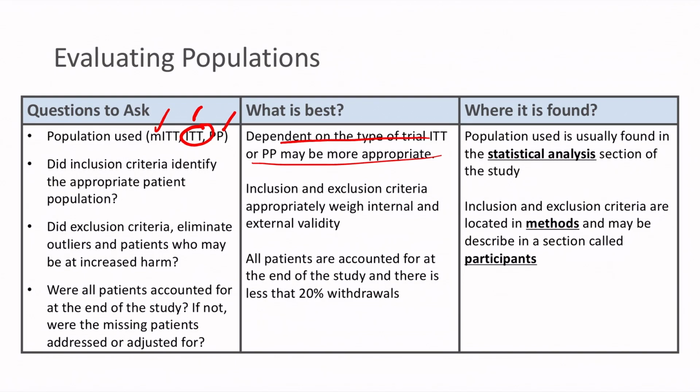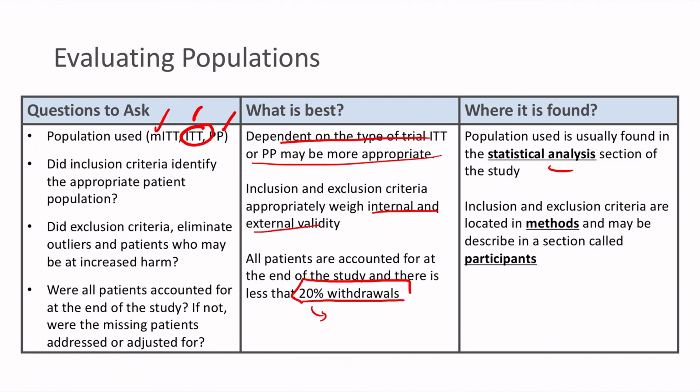This will be more dependent on the type of trial you're using or what you're trying to actually measure. You also want to make sure that your inclusion criteria identify the appropriate patient population and your exclusion criteria eliminate anybody who is a safety risk or who might be an outlier. You're going to have to spend a lot of time trying to weigh the internal and external validity for that section. And then the next thing is that you want to make sure that all the patients were accounted for at the end of the study, and if they're missing patients, were they addressed. You want to note if there is more than a 20% withdrawal rate in a study. These are found in multiple different sections.